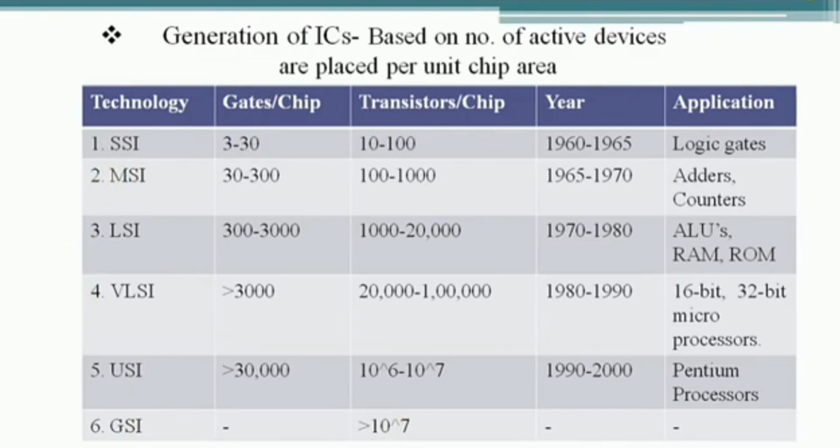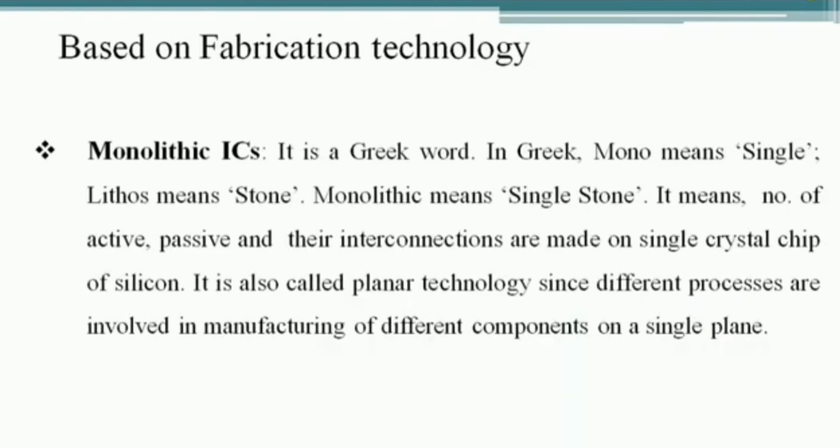Now we are going to see the third one, which is based on the fabrication technology. Based on fabrication technology, ICs are again divided into two types: one is a monolithic IC and the second one is a hybrid IC. Monolithic is a word derived from the Greek language, where mono means single and lithos means stone. So monolithic means single stone. It means that the active components, passive components, and the interconnections among them are made on a single crystal chip of silicon.